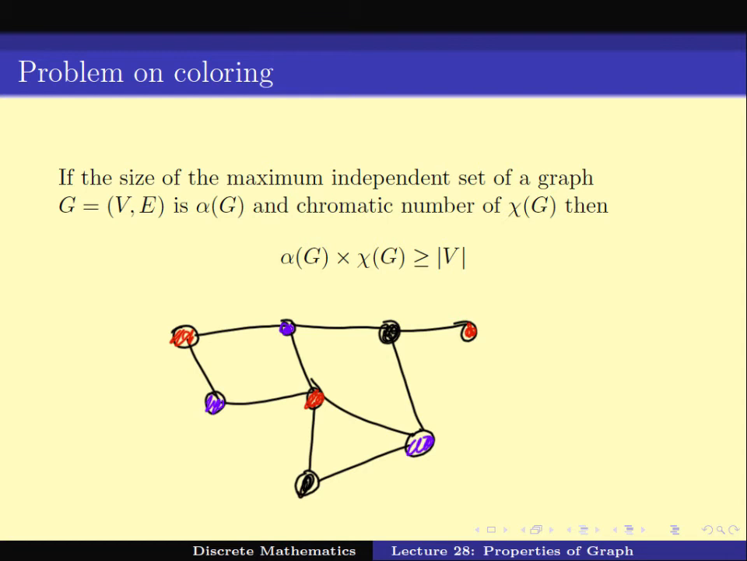Now note that if you look at the vertices colored red, they don't have an edge between them. This is by definition, that no two vertices which are adjacent have the same color. So that means the red vertices form an independent set. Similarly, the blue vertices will also give you another independent set. And similarly, the black vertices will also give you an independent set.